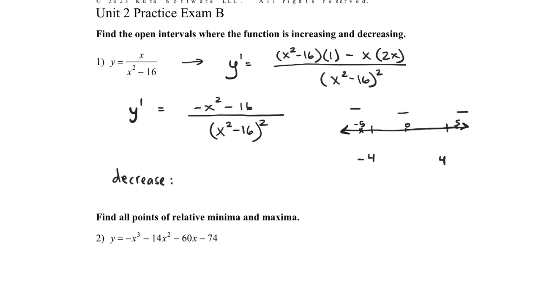Now, if we were to graph the original function, y equals x over x squared minus 16, there would be a vertical asymptote at negative 4 and 4. So we can't simply state that it's decreasing from negative infinity to positive infinity, because negative 4 and 4 are excluded from the domain. So we'd say it's decreasing from negative infinity to negative 4, and then from negative 4 to 4, and finally from 4 to infinity.